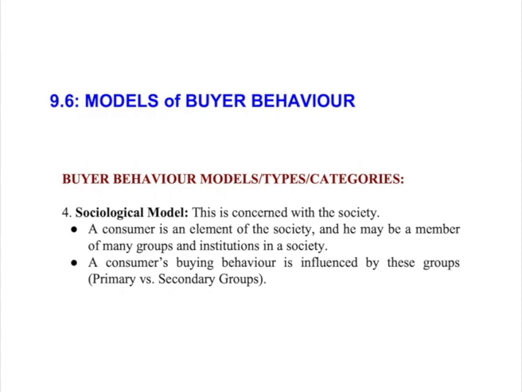The next stage that we are talking about, that is the sociological model. Sociological model talks in terms of my interactions with the society. So, a consumer is an element of the society. We are a social animal. That is the fundamental aspect of social psychology. Man is a social animal. We do not live in isolation. We are not Robinson Crusoes who can live on an island for the rest of our lives. We need people around us.